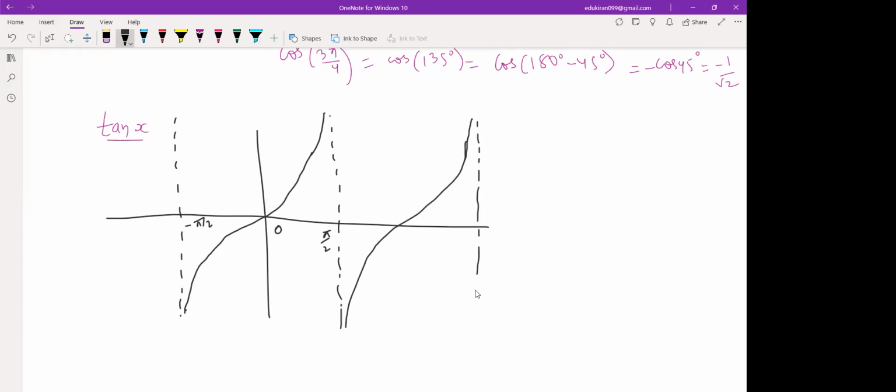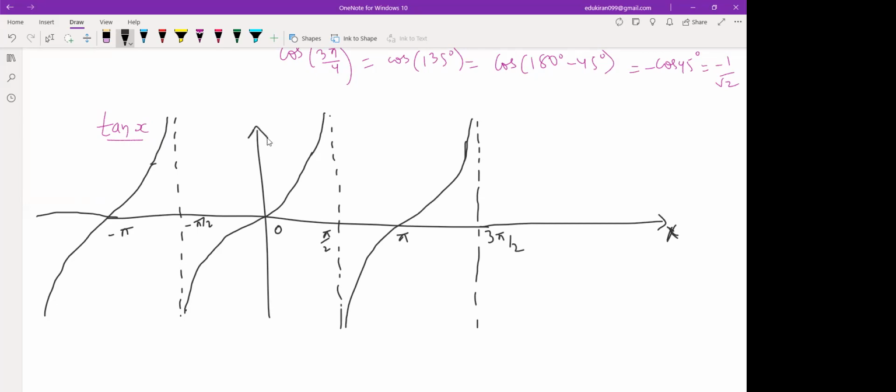3 pi by 2, it will be like this. And this is pi. So this keeps on going. On the left also, it will be like this. So this is the y-axis. So it is also a periodic graph. Tan x is also a periodic graph.